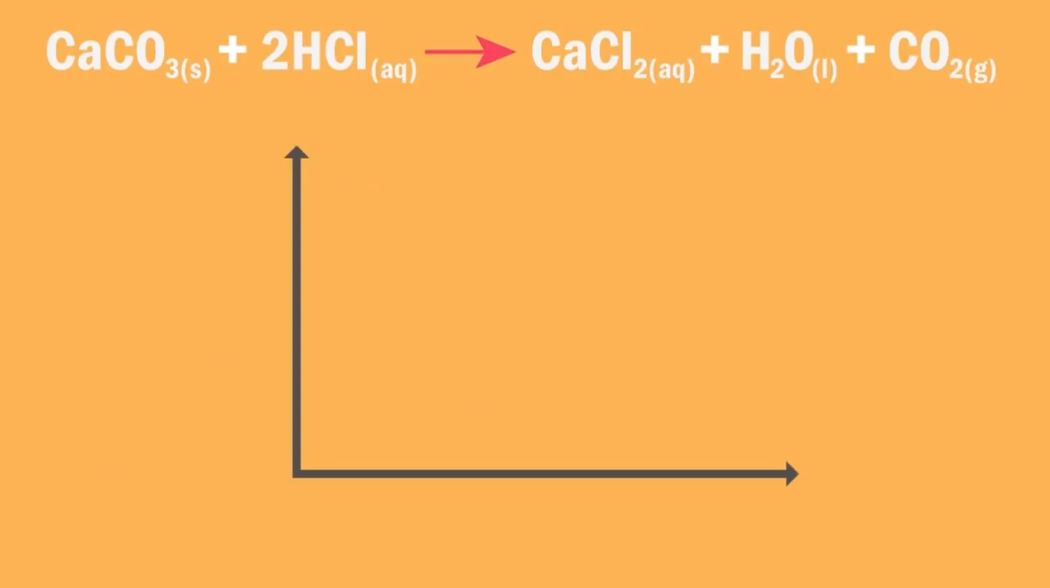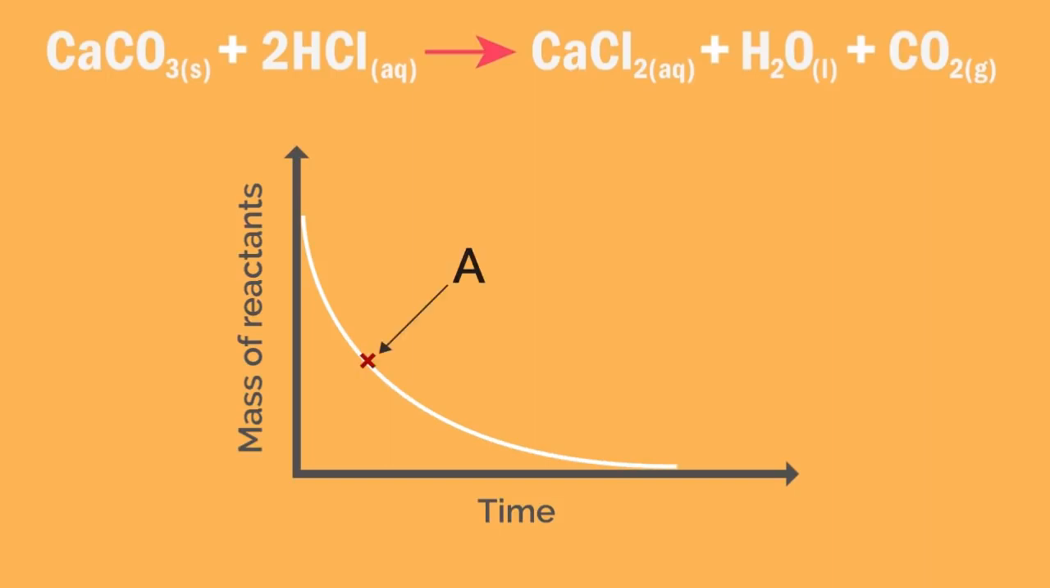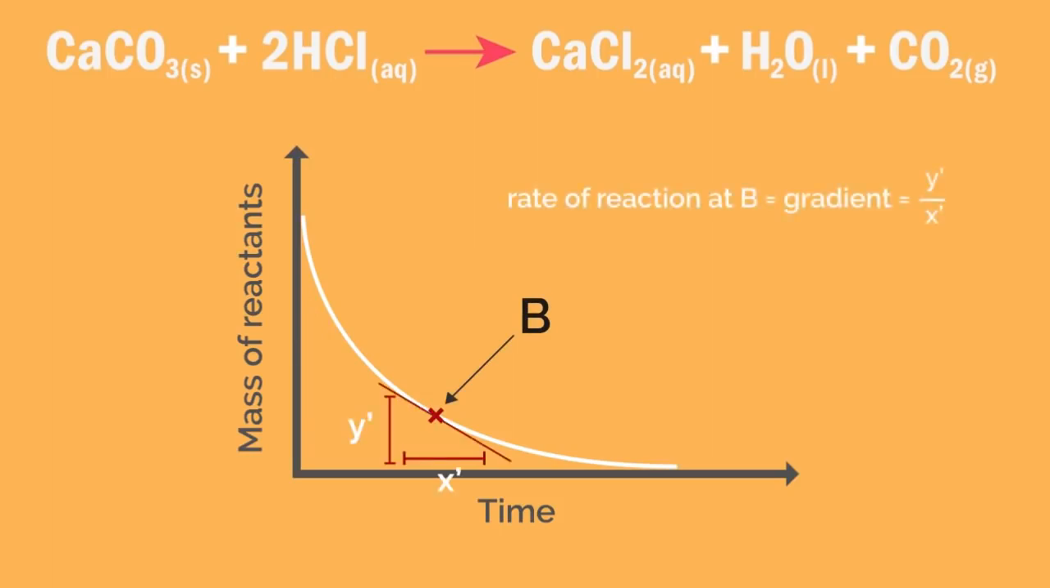Based on our measurements, we plot a graph of mass of reactants against time, which looks like this. The rate of reaction at point A is given by the gradient at A, which is y over x. And the rate of reaction at point B is given by the gradient at point B, which is y dash over x dash. What do you think is happening to the rate of reaction as it proceeds?